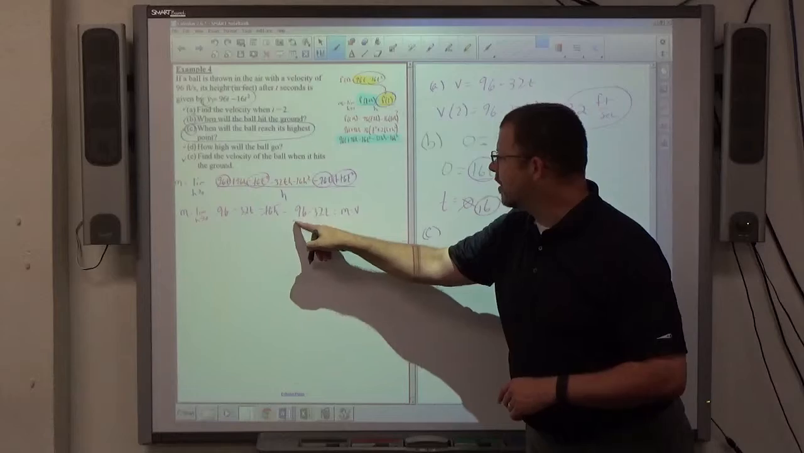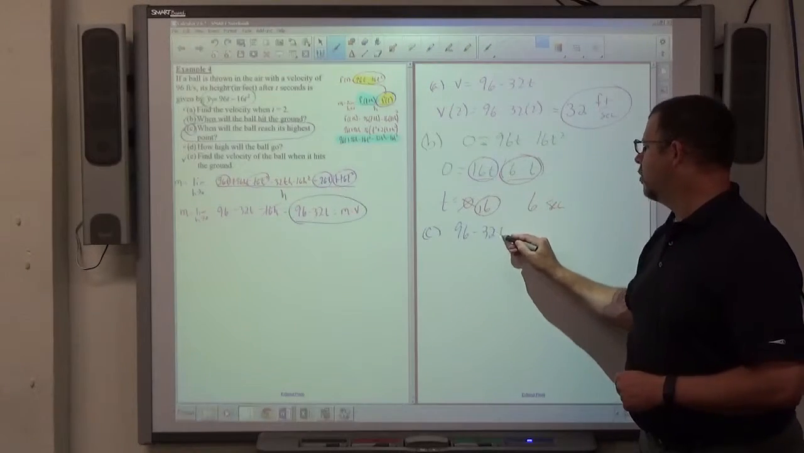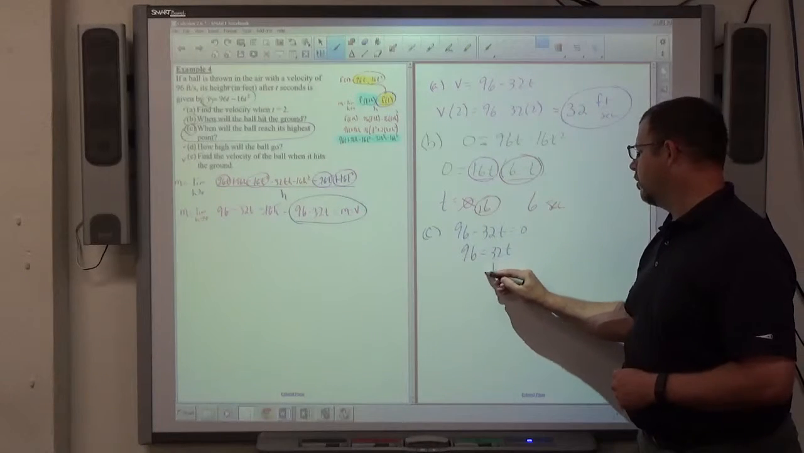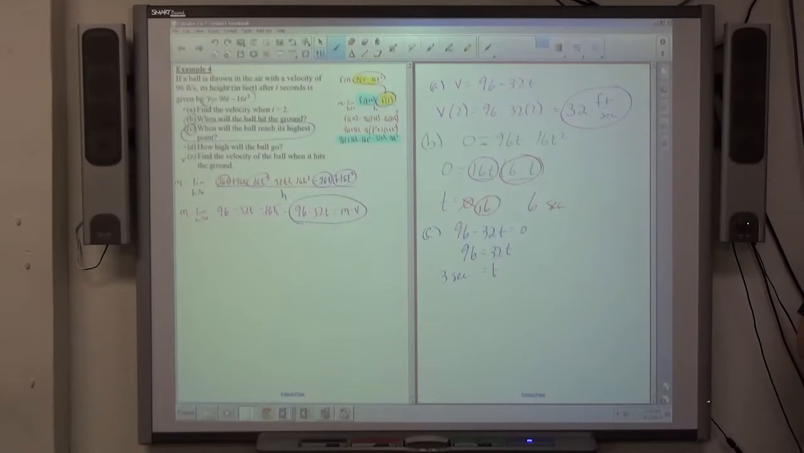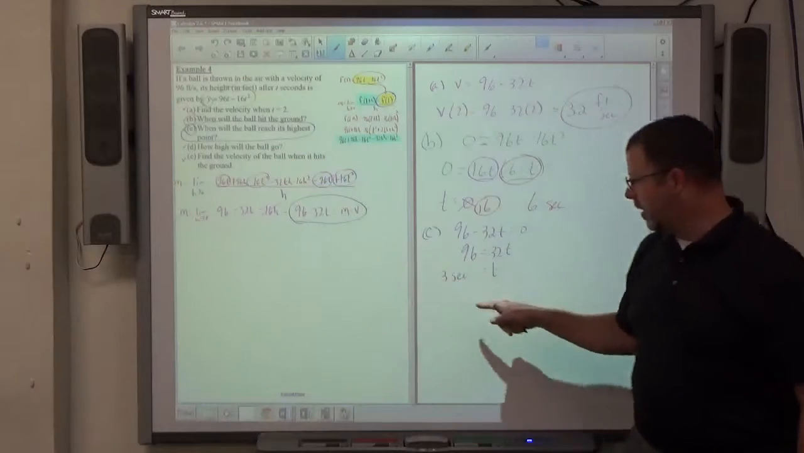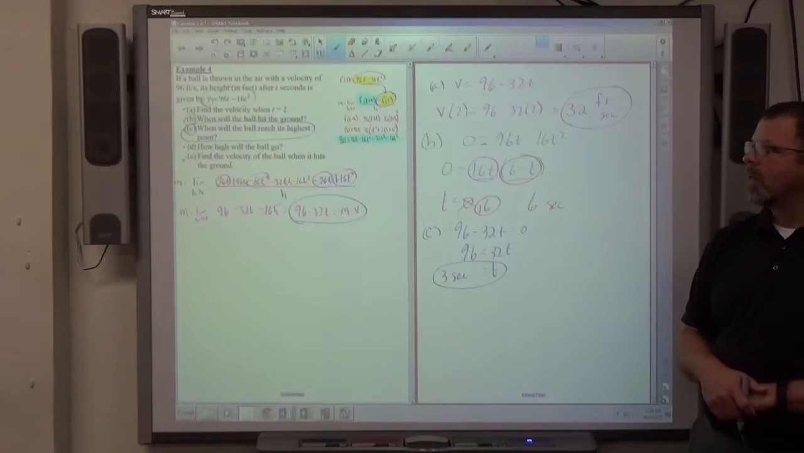So if we set the velocity equal to 0, 96 minus 32t equals 0. So 96 equals 32t, so t equals 3 seconds. 3 seconds after we let go of this ball, it stopped. That answers the question of when the ball reaches its highest point: at 3 seconds. It doesn't answer how high it will be.